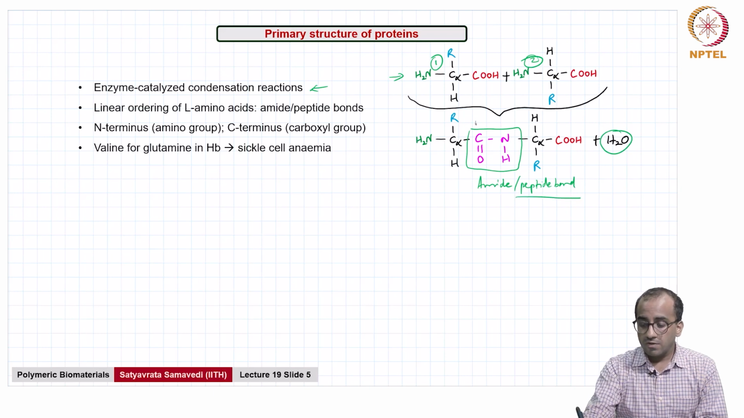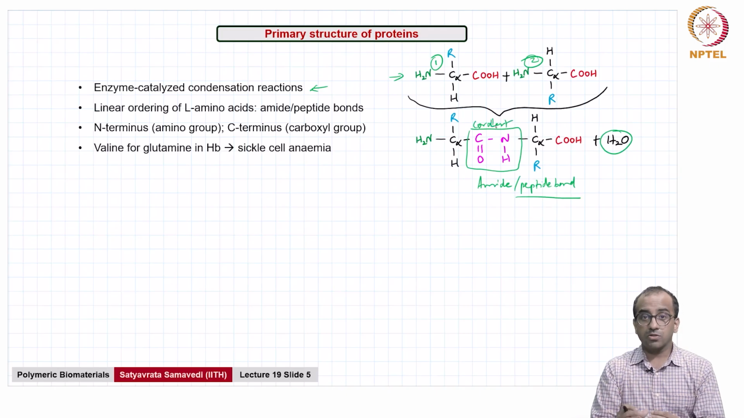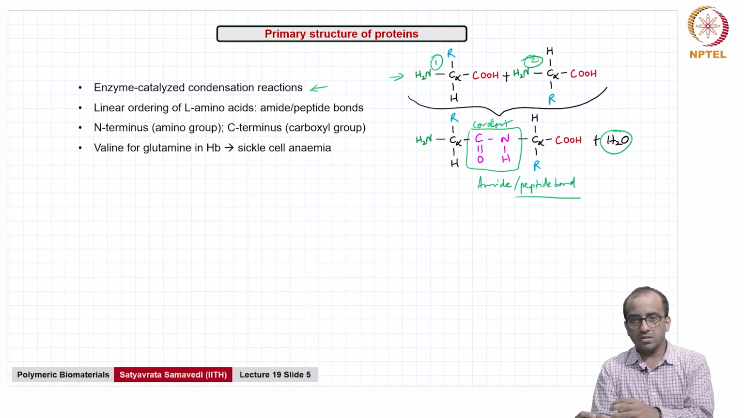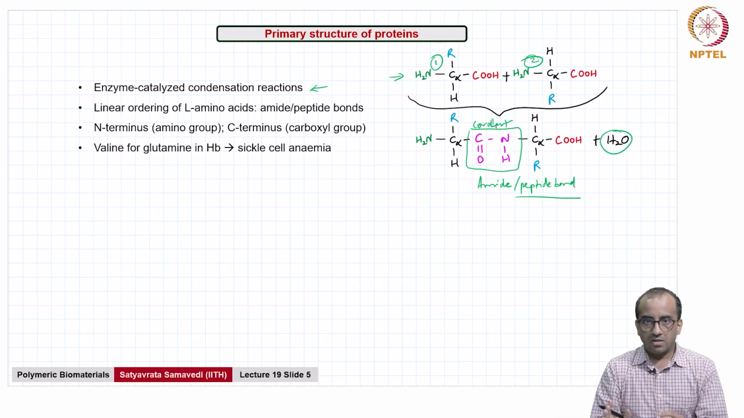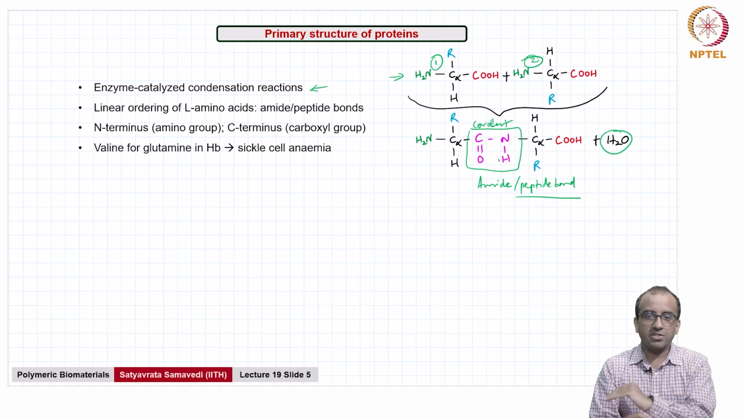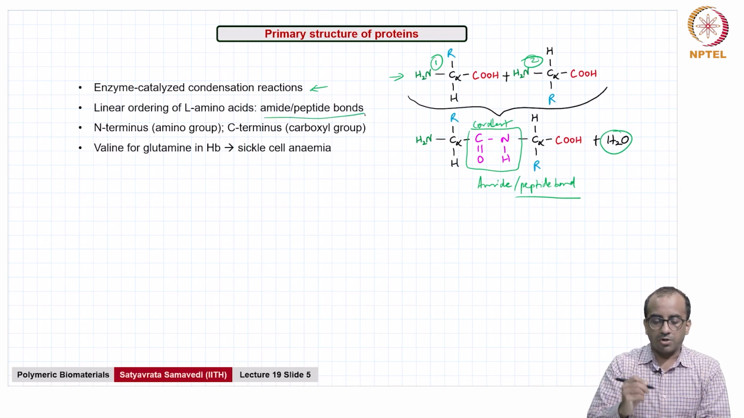So, this is very much a covalent linkage, and this is what holds the chain together. Right? So, one amino acid is connected to the other, is connected to the other, and so on till the end of the protein, and those interactions are covalent, connected by this amide or peptide bond. So, the primary structure of the protein is simply the linear ordering of the L amino acids linked between each other by the amide or the peptide bonds.